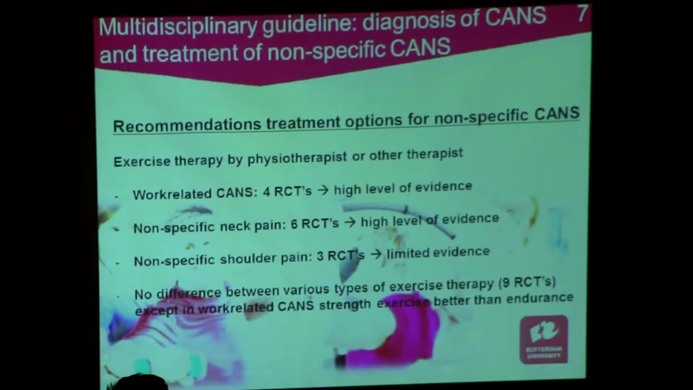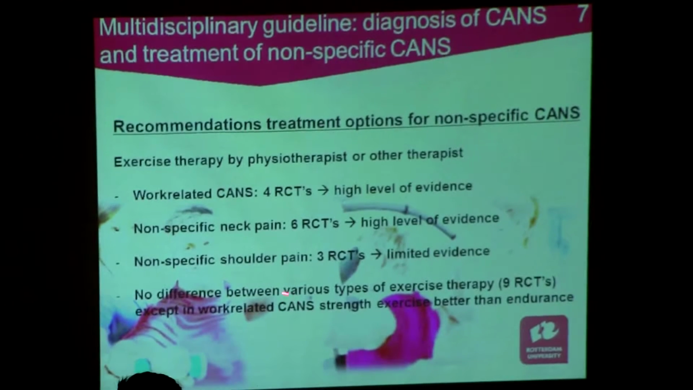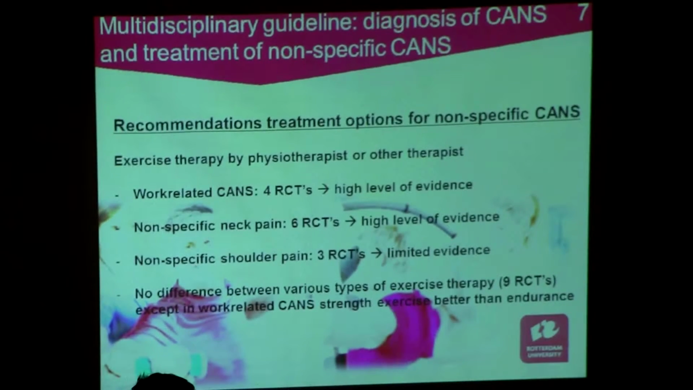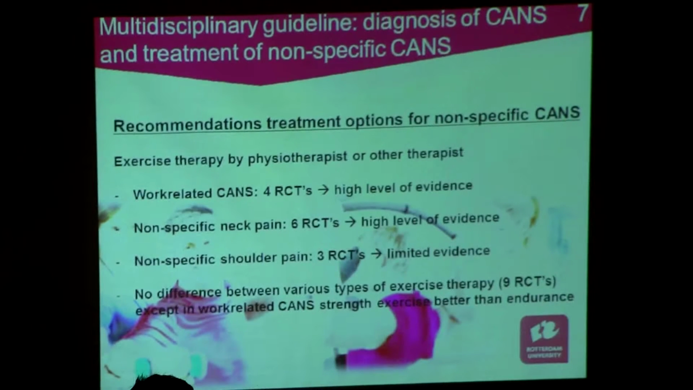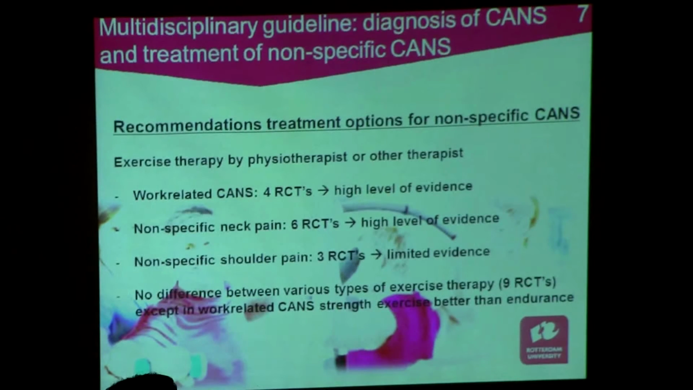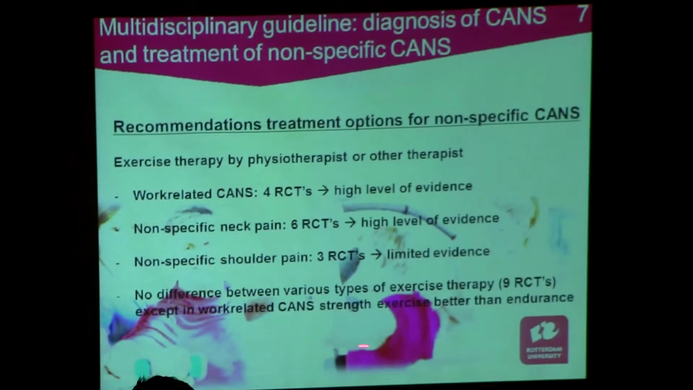For the group of non-specific neck pain, we found 6 randomized trials also yielding a high level of evidence. For non-specific shoulder pain, there were 3 randomized trials yielding much more limited evidence for positive effects. And there were 9 randomized trials comparing various types of exercise therapy with each other and didn't find any difference between the various types. Similar results you can find for back disorders, for instance. Except in work-related CANS, strength exercise seemed to be a little bit better than endurance exercises.